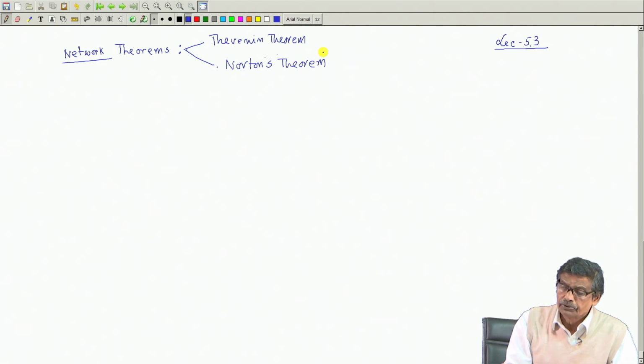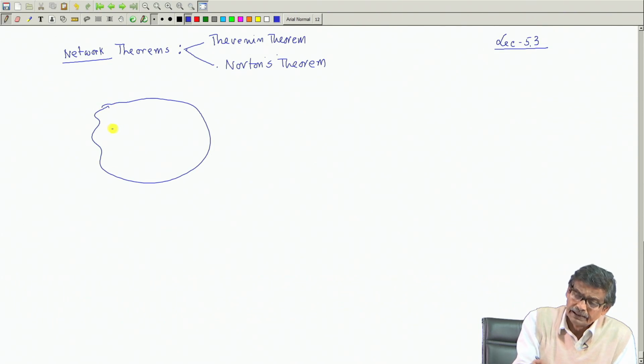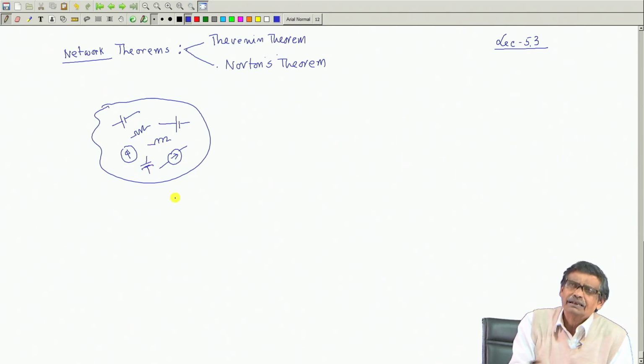So, what we do is this: suppose you have a network where there are several sources, both voltage and current sources, a number of them. Apart from that, there may be impedances R, L, C. Mind you, this is a symbolic diagram. All these things are interconnected in a particular fashion, as happens in any network. All the sources and all the circuit elements are interconnected.